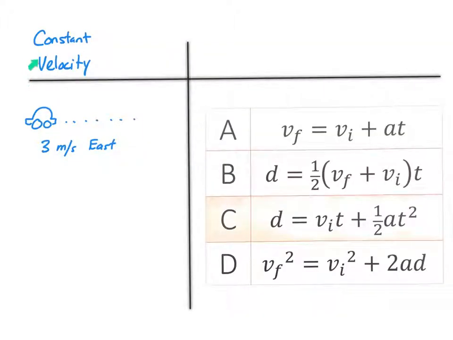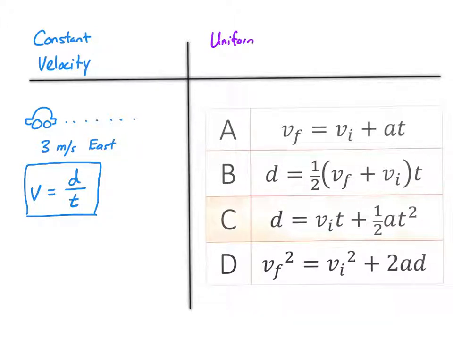To help illustrate this point between constant velocity, where a car would move at a steady rate, say 3 meters per second east, we can always use the equation velocity is equal to the displacement divided by the time. That in contrast to a uniform acceleration.